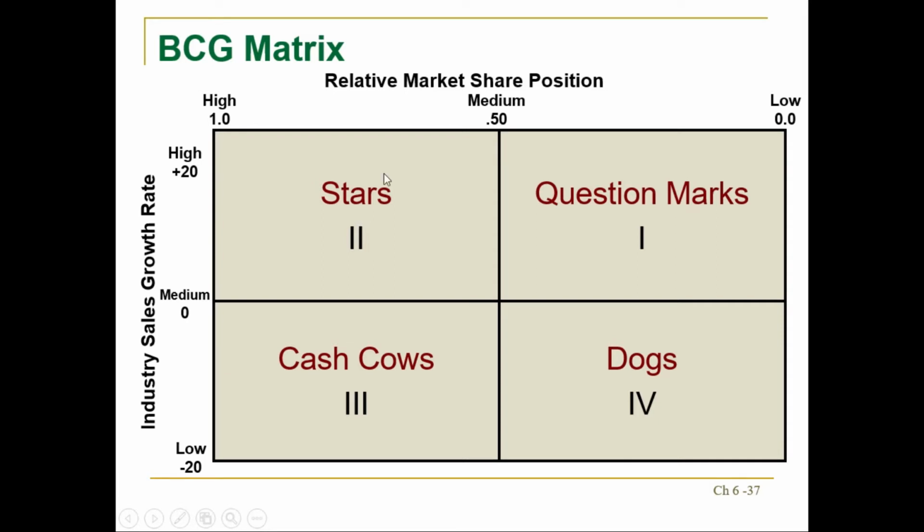A star firm would be one which has the highest relative market share, more than 50%, and the industry is growing in a positive manner. So if the industry is going in a positive growth with a high relative market share position for a particular firm, that firm would be lying in the quadrant of a star.